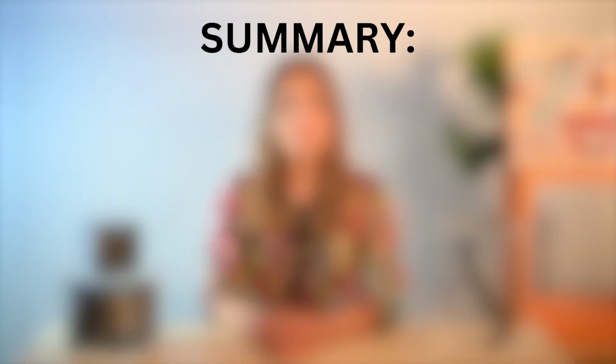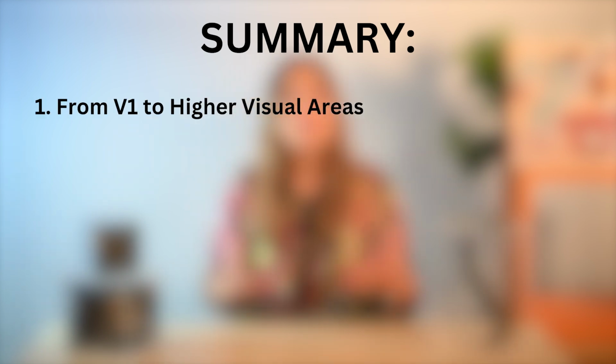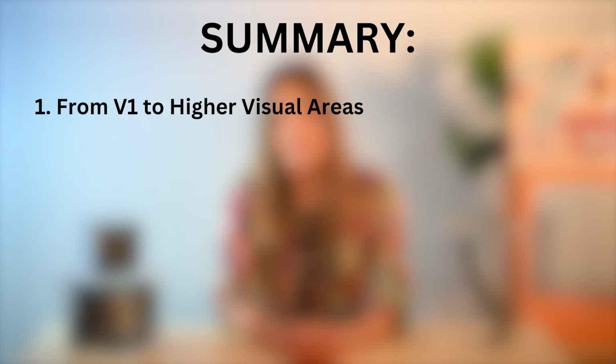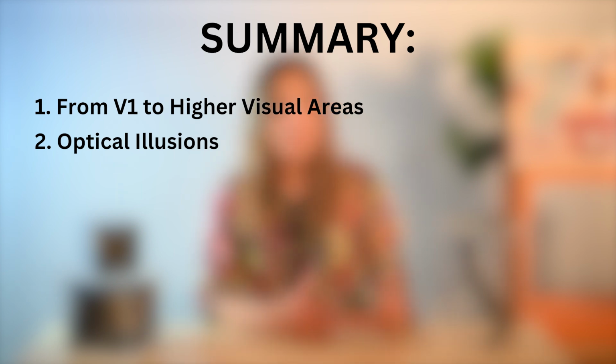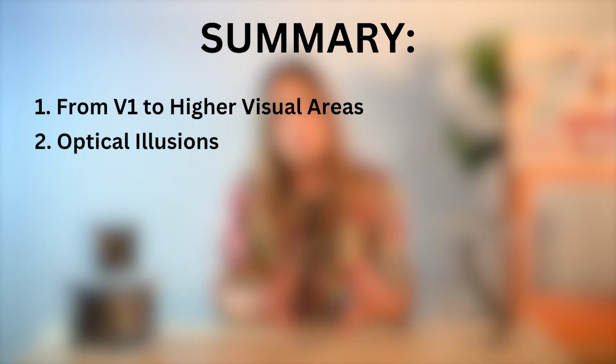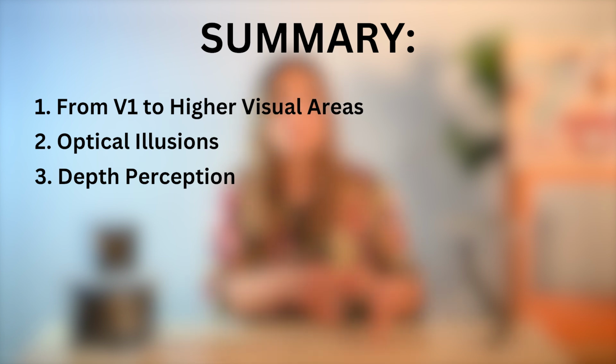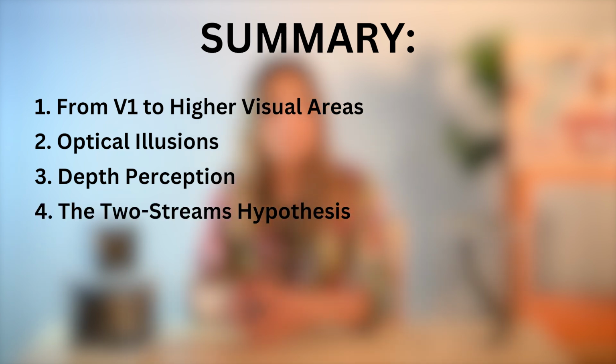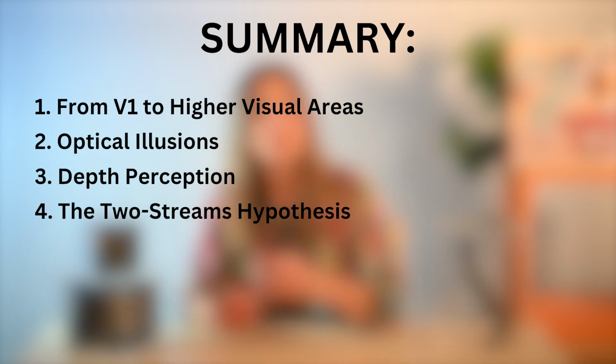We've covered a lot of ground in today's episode, diving deeper into how our brain interprets the world around us. We explored the transition from the primary visual cortex, or V1, to higher visual areas like V2, V3, and V4. We looked at how optical illusions play tricks on our brain, using simple visual cues to create shapes and edges that don't actually exist. We also learned about depth perception and how our brain uses binocular disparity to understand the distance between objects and the background. We touched on the two streams hypothesis, where the ventral stream helps us recognize objects and the dorsal stream tracks their spatial location.